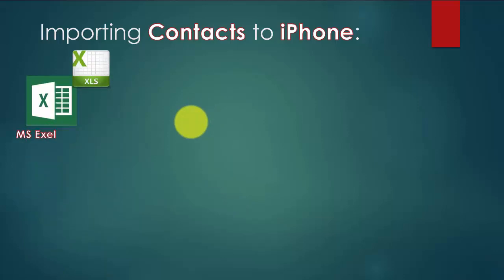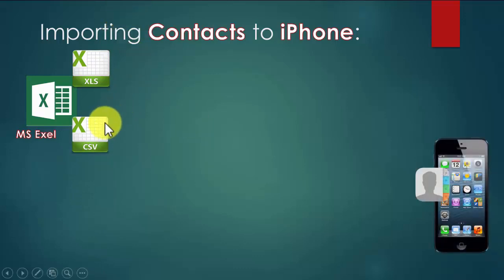Suppose we have a contacts file in Excel or CSV format, and we need to copy these contacts to an iPhone. This is our goal. A CSV file means comma separated values, like name comma address comma phone number comma. This kind of file can be opened in Notepad or in Excel, no problem. However, we need to transfer this file to the iPhone.